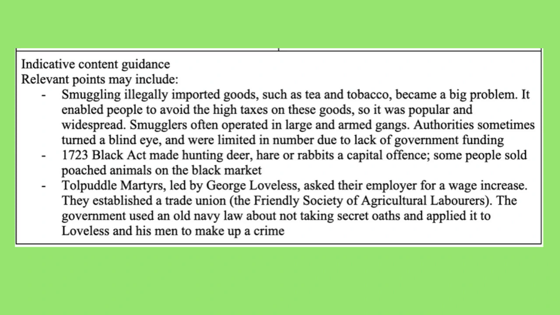So if you were to use the stimulus point of smuggling, you could say that smuggling illegally imported goods such as tea and tobacco was a really big problem because it enabled people to avoid the high taxes on these goods, and that made it popular and widespread. Smugglers often operated in large and armed gangs, and authorities sometimes turned a blind eye and were limited in number due to the lack of government funding.